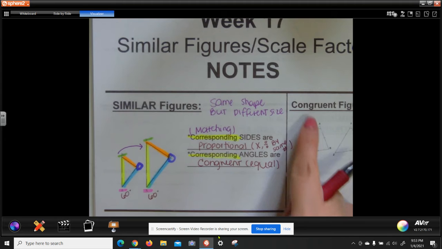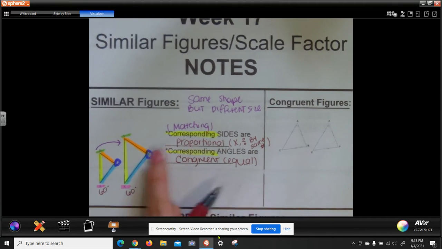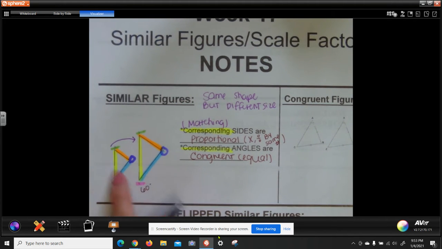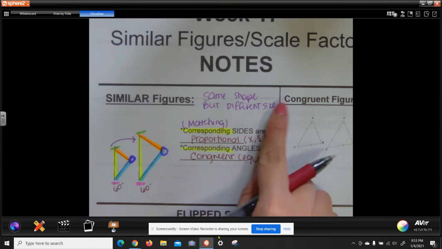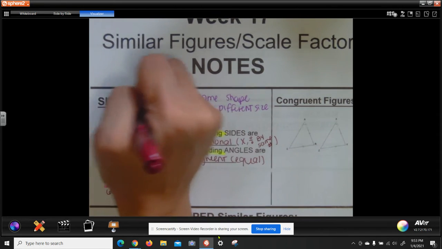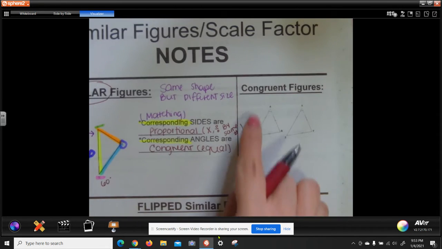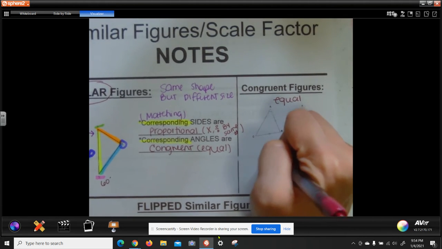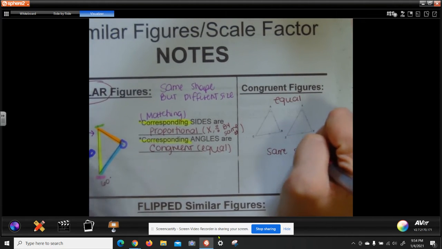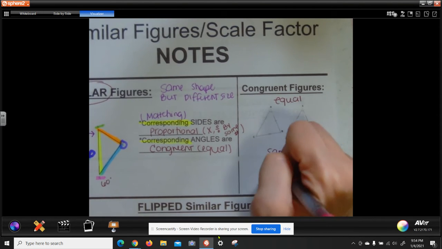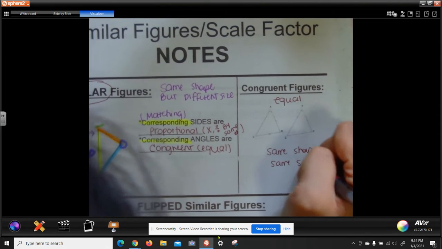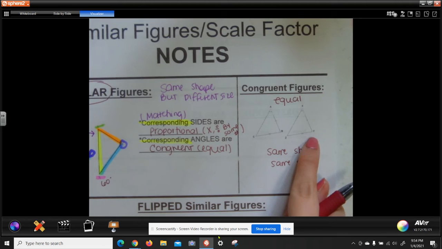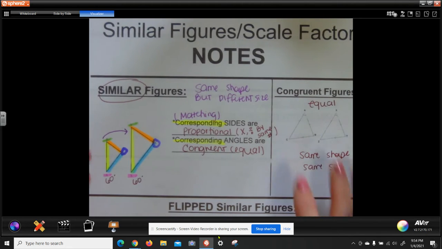Now, congruent, I just want you to see the difference. Similar figures look almost the same, but it's the same shape, different size. Congruent means they're exactly the same. They're equal. They have the same shape and the same size. So everything is exactly identical. But we're going to focus more on similar figures.